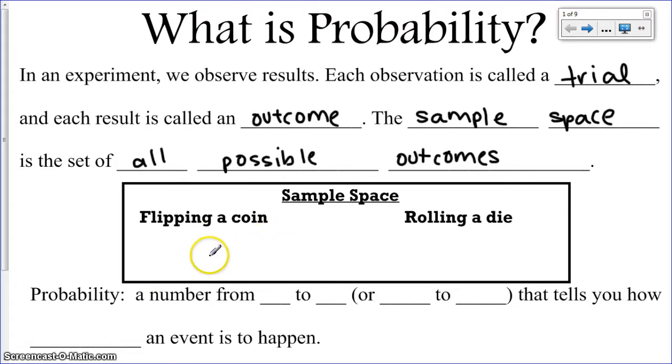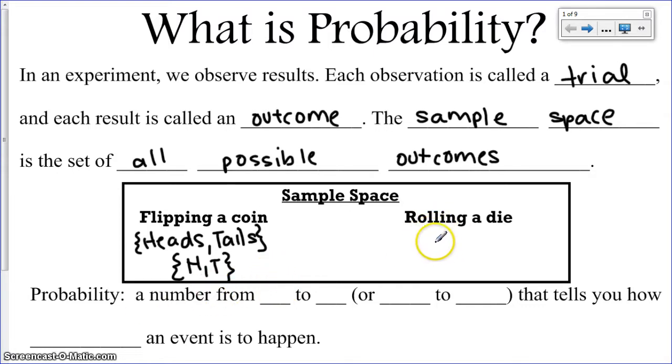Let's say you're going to flip a coin. The sample space of flipping a coin, all the possible outcomes, are heads or tails, and we put that in brackets. That's how we show a sample space, and you can also just write it like H or T. It's really just to help you know how many outcomes there are. The way you write it doesn't really matter.